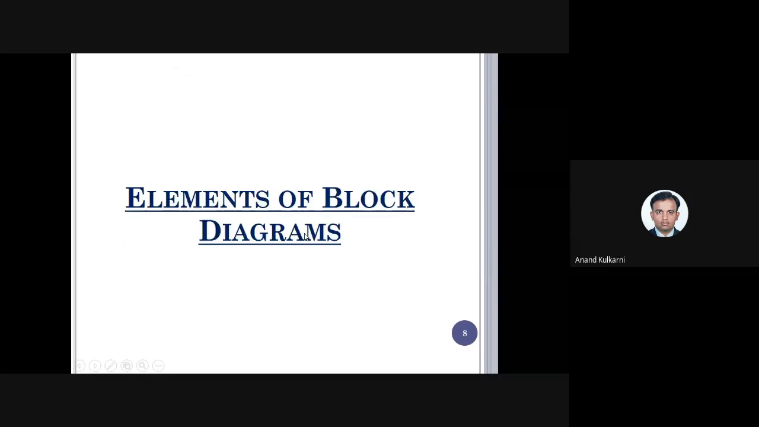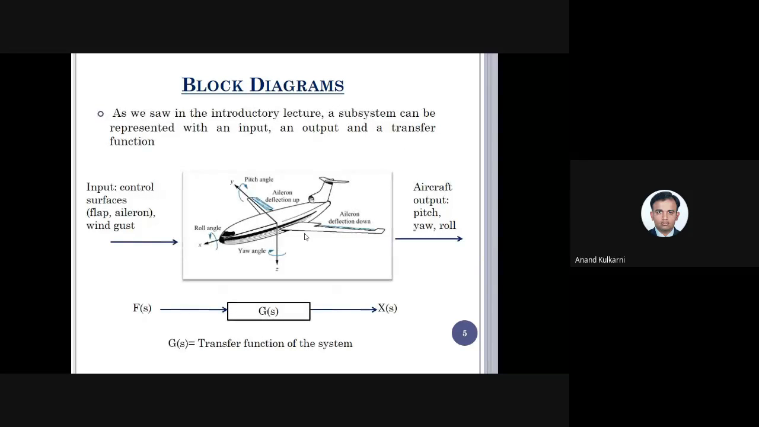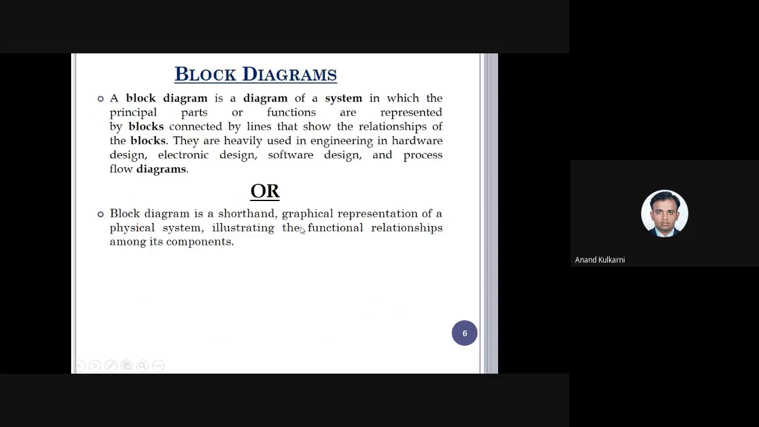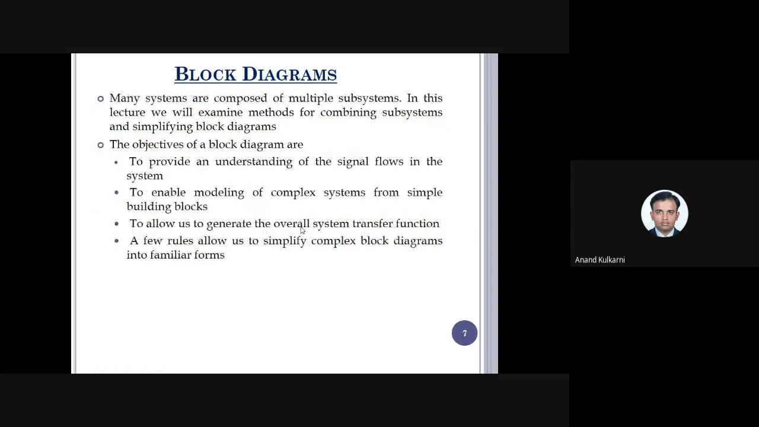For example, if I consider this aeroplane, there are a large number of subsystems. Each system will have its own transfer function, but I'm not worried about that. I want the entire transfer function of this system. That is what we are going to get in the block diagram. It helps us generate the overall transfer function of the system. It will not give the transfer function of the individual systems.